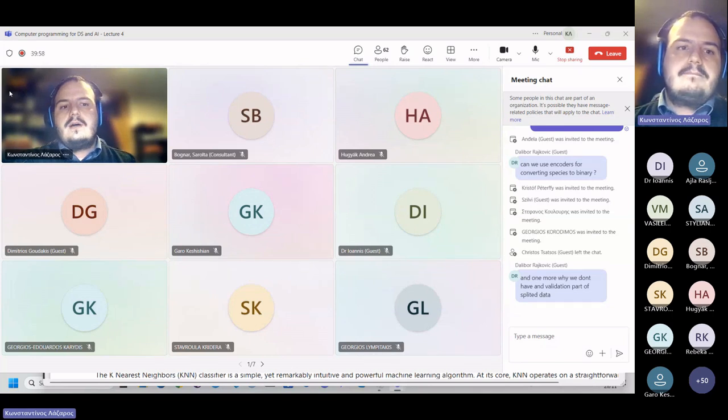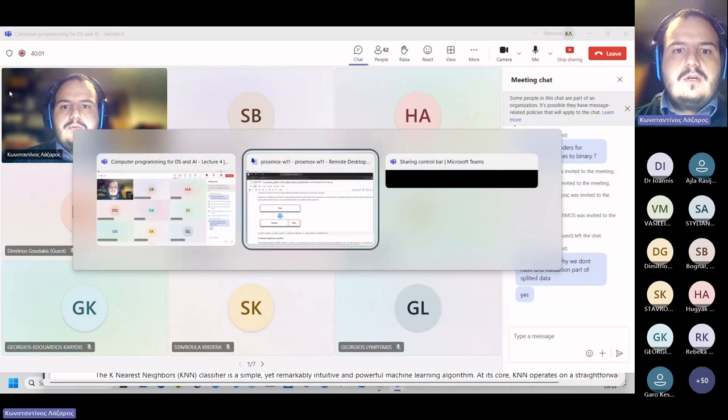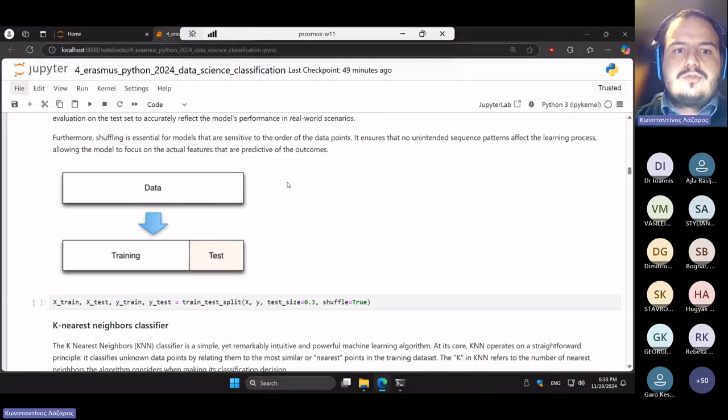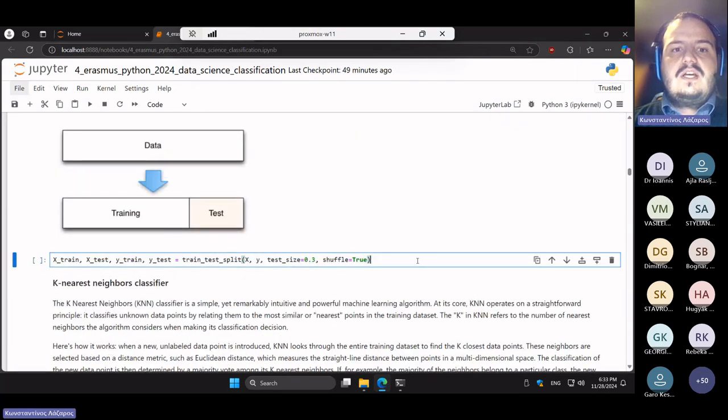So is everything clear up until this point as to why we actually get into splitting our data and using a certain part for training and the rest for testing? Okay, so I'm guessing that things are pretty clear because I can't really hear anyone. So how do we actually do this?